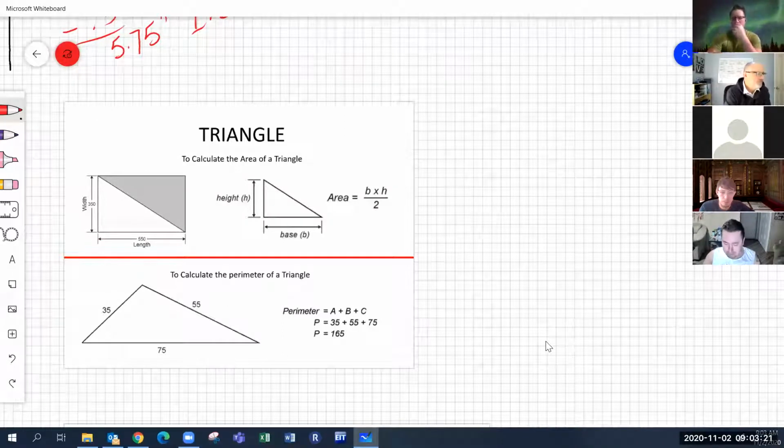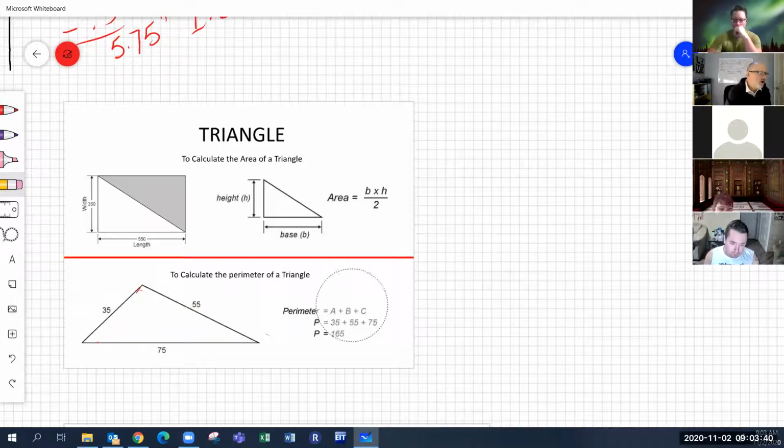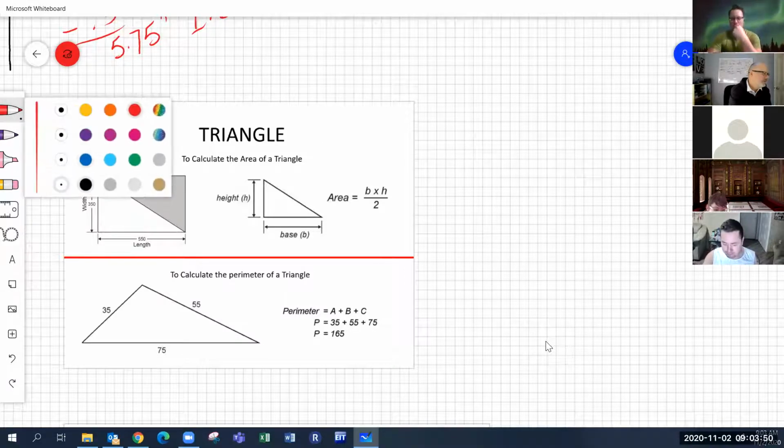So to find the perimeter of a triangle, as you can see here, we simply add all of the outside lines together. Yes? Now, to find a perimeter of a triangle, they will give you all of the lengths and you will just have to add them together. Now, they can give you some different lengths.